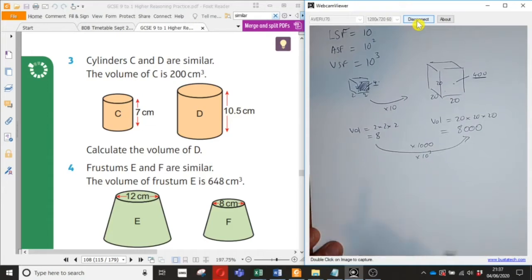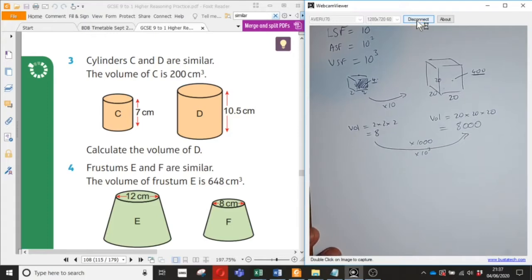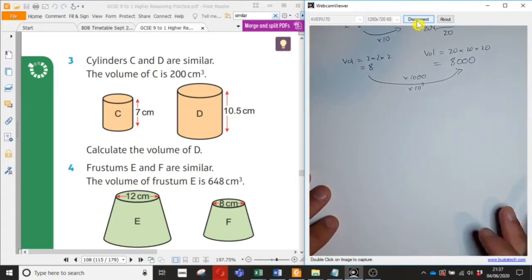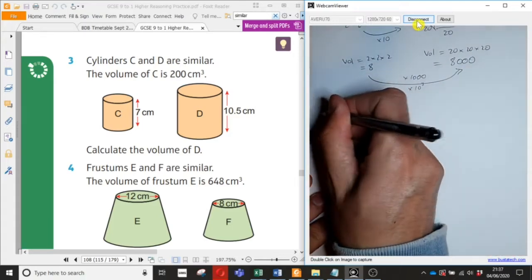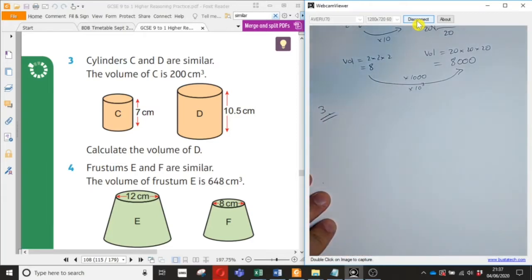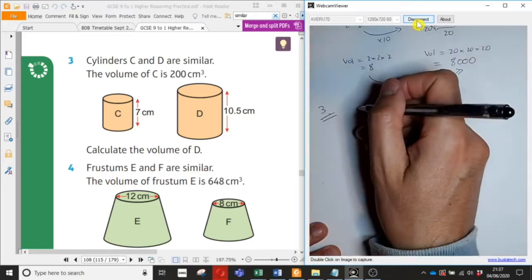Right, I'm going to move that off the screen now, and I'm going to show you how to answer a couple of questions so that you can do some of your own from your textbook. Let's start with question 3. Cylinders C and D are similar. The volume of C is 200 centimeters cubed. You've got the heights of the two cylinders. One is 7 centimeters and the bigger one is 10.5. It wants us to get the volume of the bigger one.